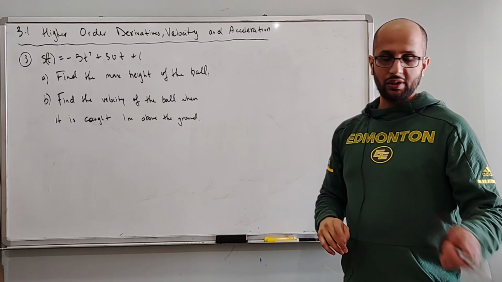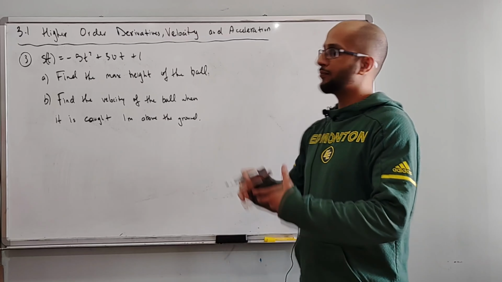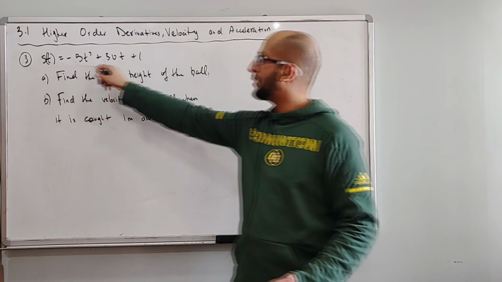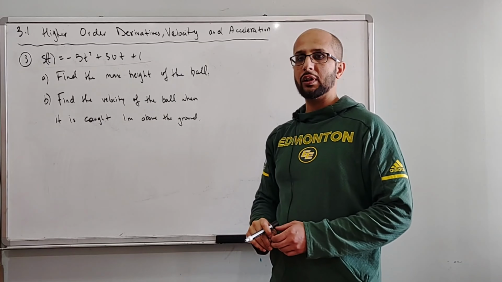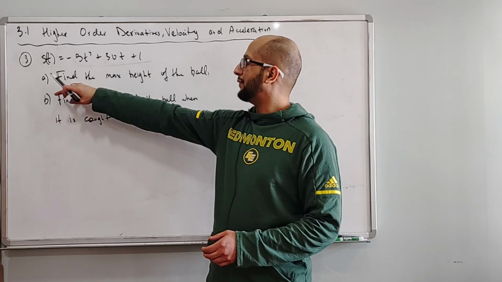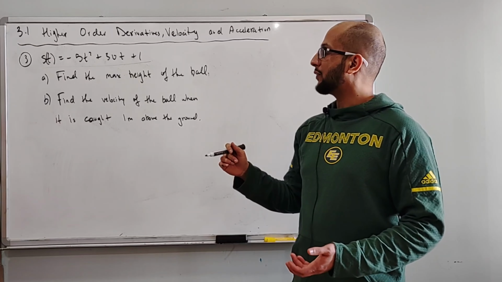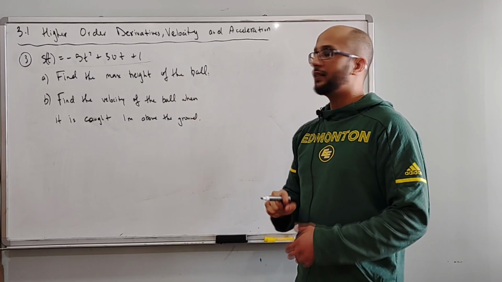All right, our next example, example 5 from the textbook. We're given a situation where there are people playing baseball. When the baseball is hit, it follows this function, negative 5t squared plus 30t plus 1. First question is asking, find the maximum height of the ball. To find the maximum height of the ball is equivalent to finding the vertex in the position function.